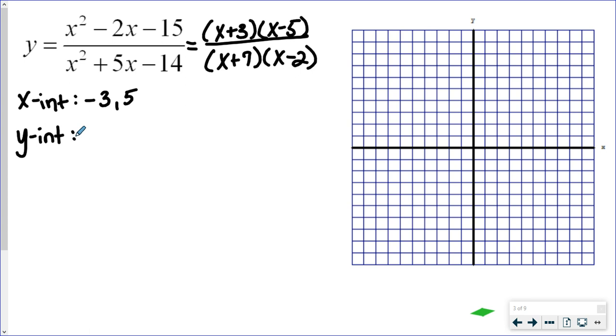Plug in 0, absolutely. And we can do it to either form, right? The factored form or the original form. The original form is usually easier, all right? So we plug 0 into the original form. Everything with x's just kind of goes away. We're left with -15 over -14. So 15/14.